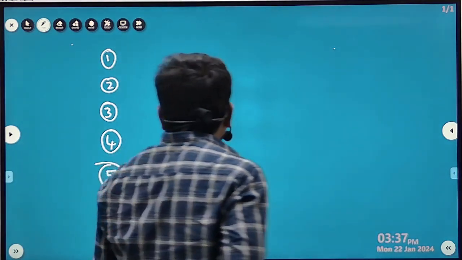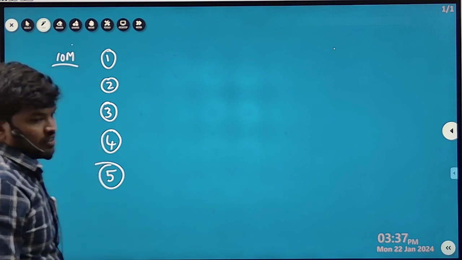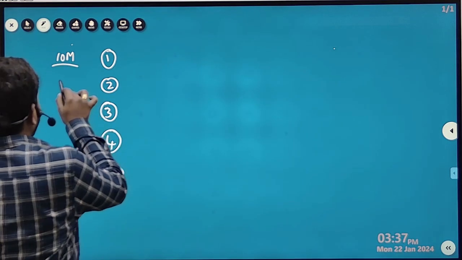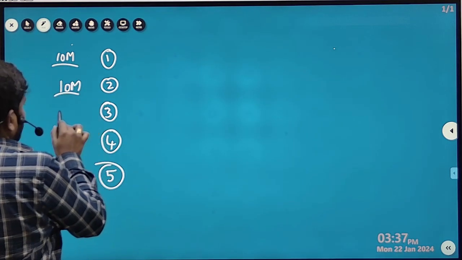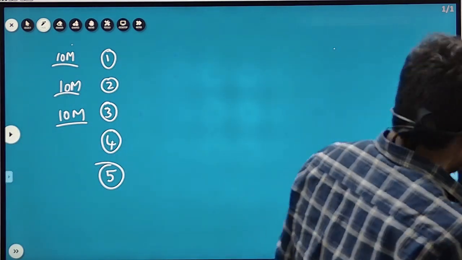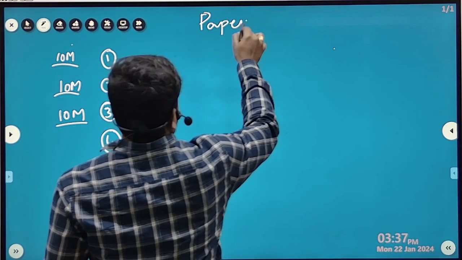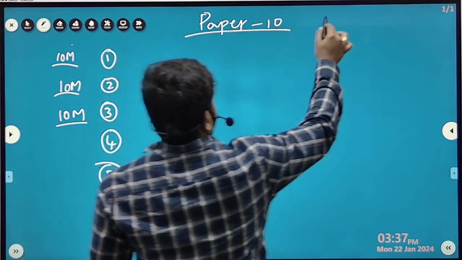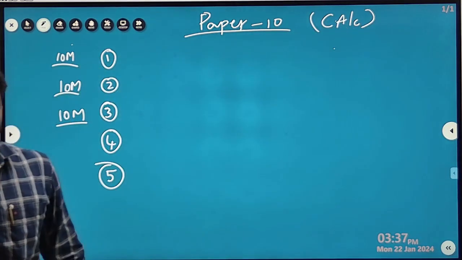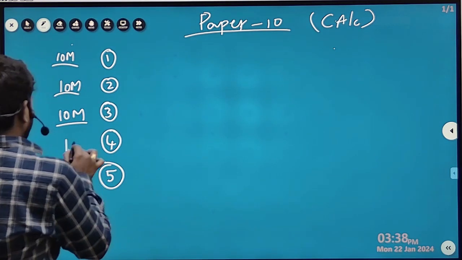Each carries 10 marks. So total it is for 50 marks, yes? This is basically paper 10, corporate accounting. 5 chapters, each 10 marks.